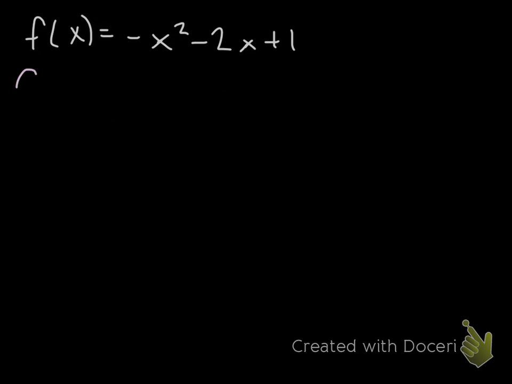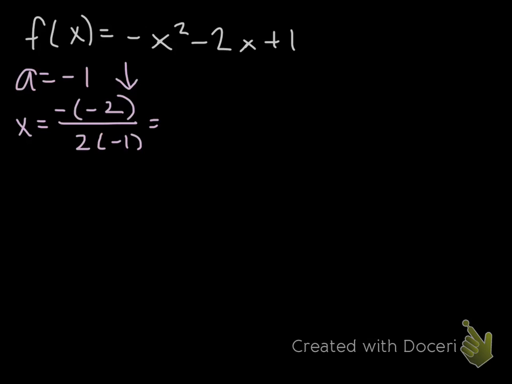So because my a value is negative 1, my parabola is going to be opening down. Let's find the x part of our vertex. So I have negative of a negative 2, so negative b over 2a. So I'll have 2 over a negative 2. So the x part of our vertex is negative 1. So we know that much.